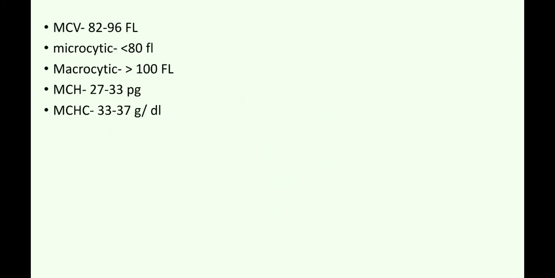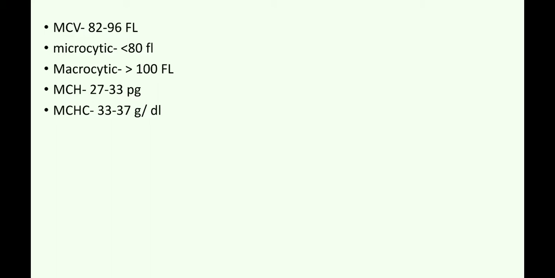These are some values which we frequently use in the case of red blood cells, like mean corpuscular volume, MCV. The normal value of this is 82 to 96 femtoliter. So the mean corpuscular volume is the average volume of an RBC. When it is below 80 femtoliter, we call it microcytic anemia, and when it is more than 100 femtoliter, we call it macrocytic anemia.